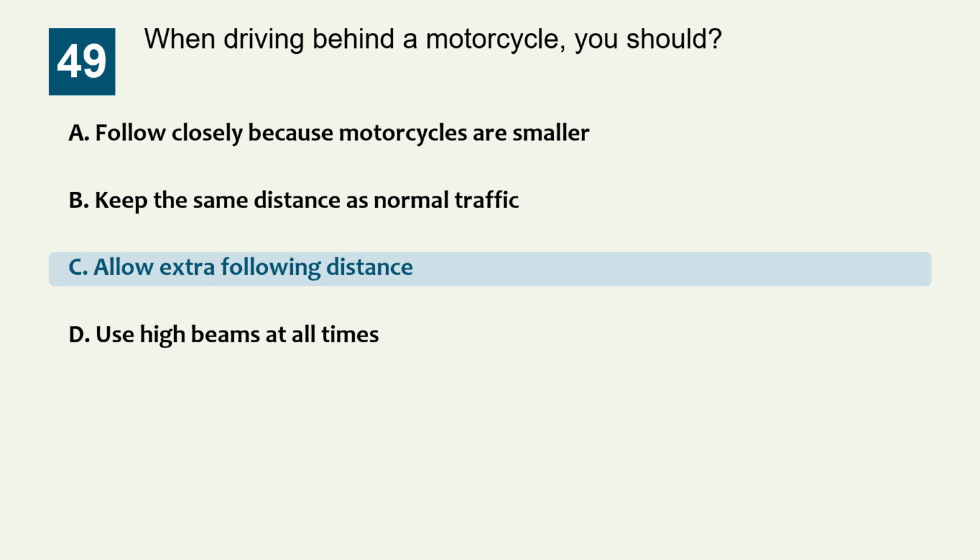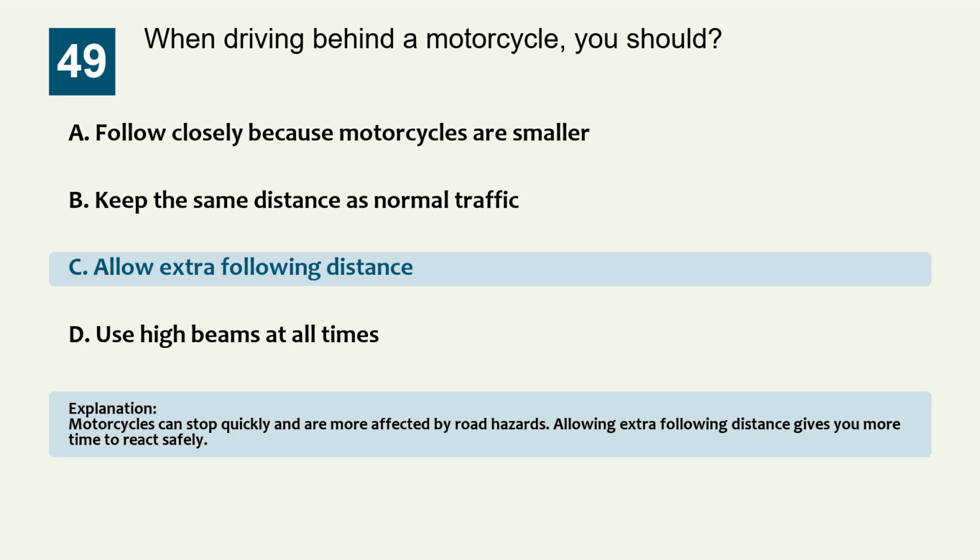The correct answer is option C, allow extra following distance. Motorcycles can stop quickly and are more affected by road hazards. Allowing extra following distance gives you more time to react safely.